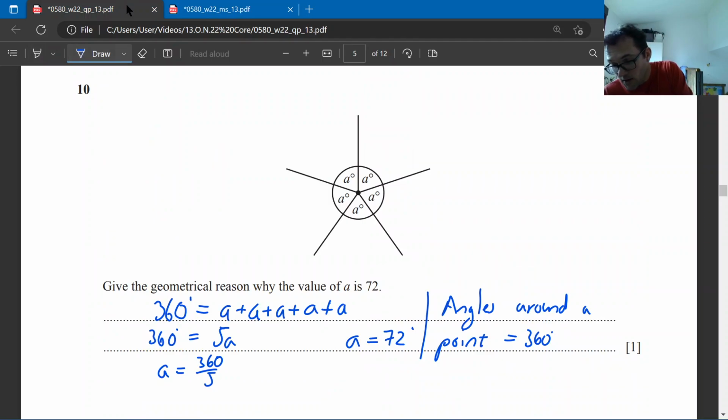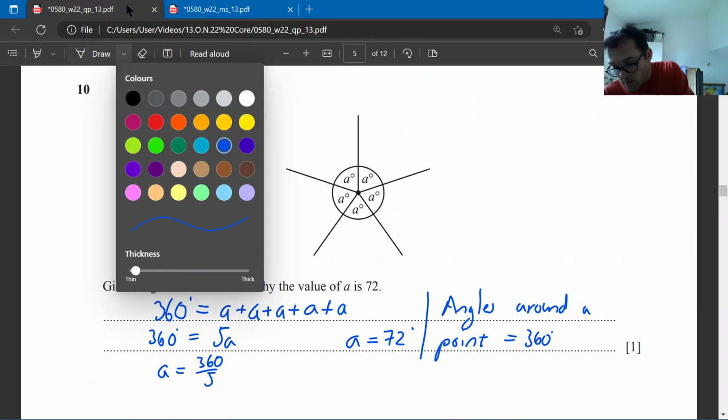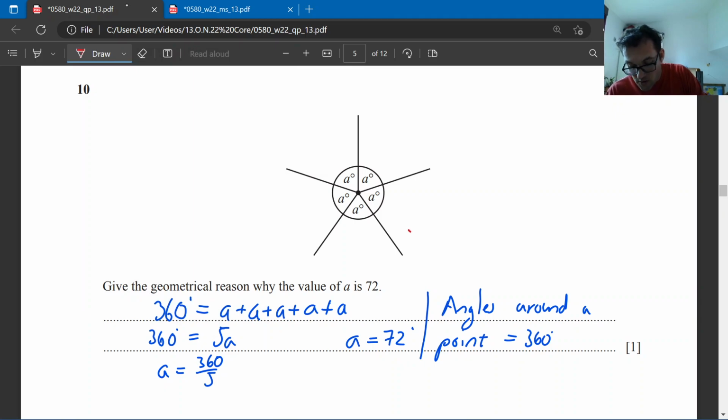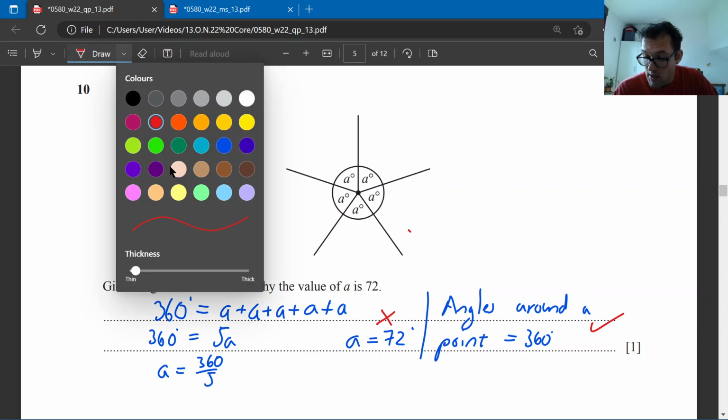So that means, first of all, this looks beautiful, but this is not what they asked for. This is what they asked for: angles around a point equals 360. Read the question carefully so that you write the correct thing. Okay.